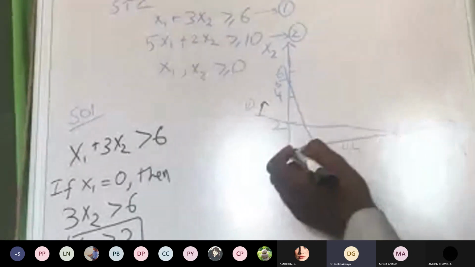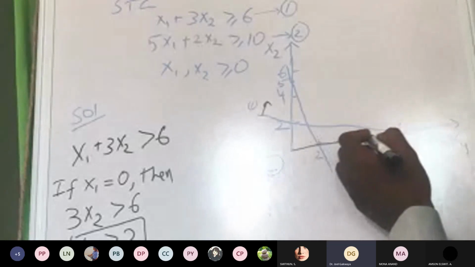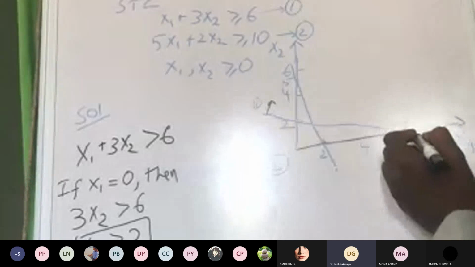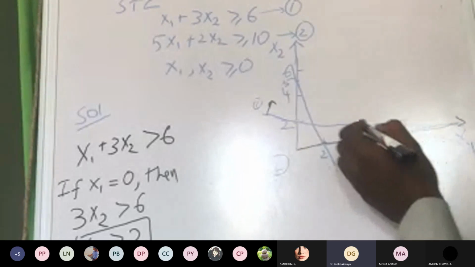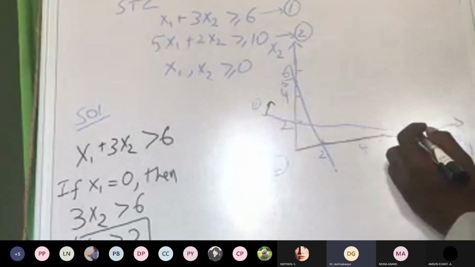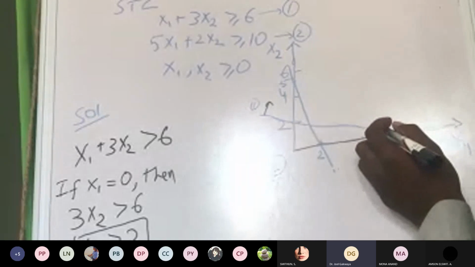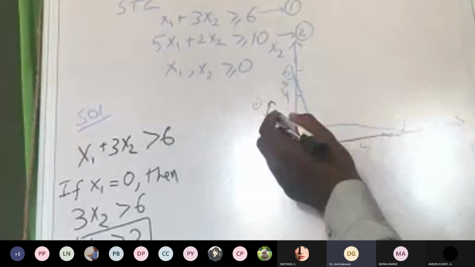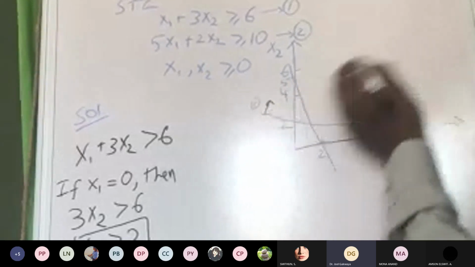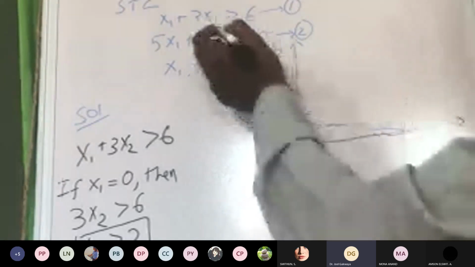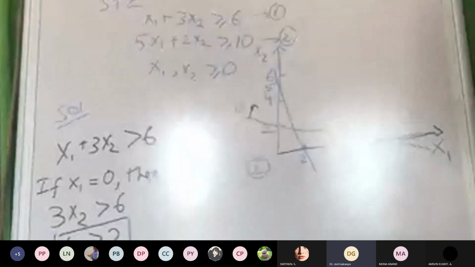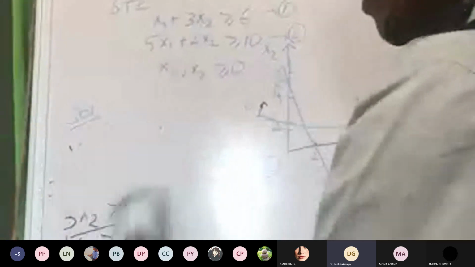Here we have x1. This is the axis of x1. Okay, 6 is here. All numbers which are above 6, which side do they belong to? They belong above here, this side. That's why if you want to shade, we shade all here, above. For the second equation, you also do the same. You solve this inequality.